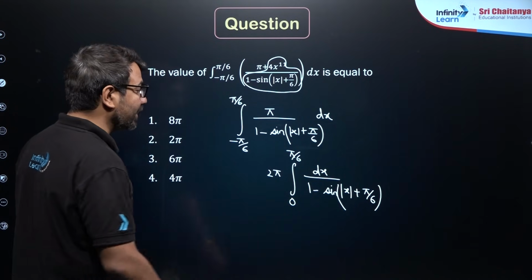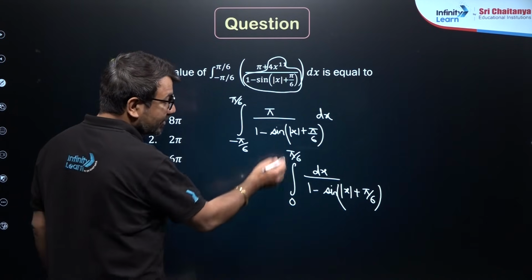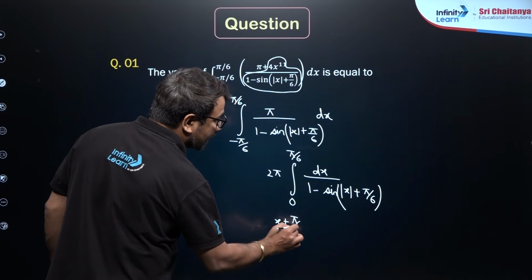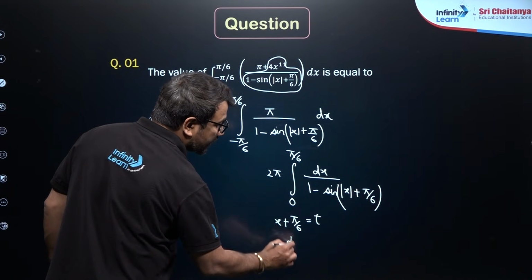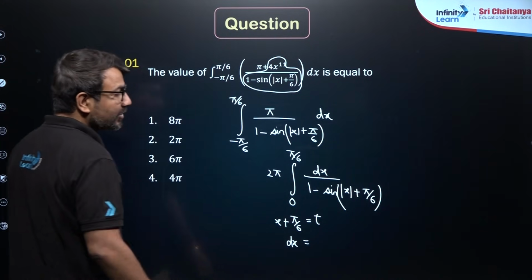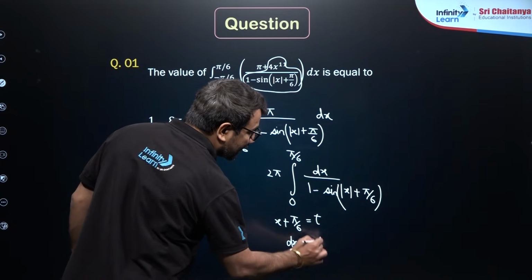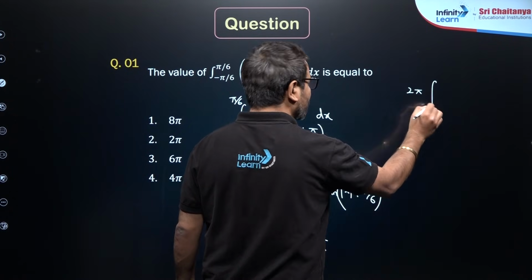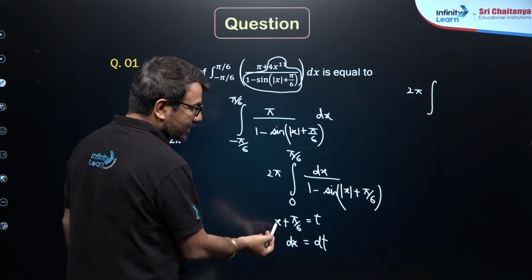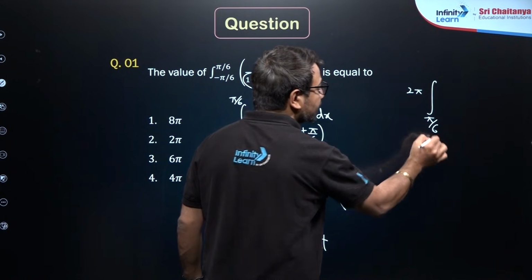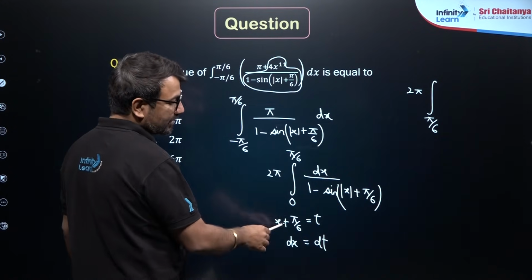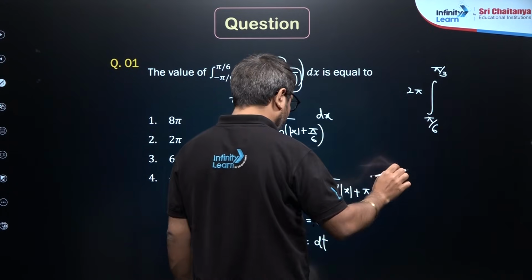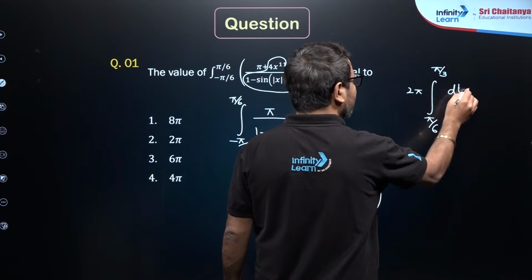Now what you have to do, my dear students, here we know that from 0 to pi by 6 mod x will be x only. So you have to assume this x plus pi by 6 as a new variable t. So basically here you will be able to see that dx will be written as dt. So ultimately our question will be converted to the limits from pi by 6 to pi by 3. If you replace x value as 0, t value will become pi by 6. And if you replace x value as pi by 6, so pi by 6 plus pi by 6 will become pi by 3. And here you will be able to see that we are having dt over 1 minus sine t.